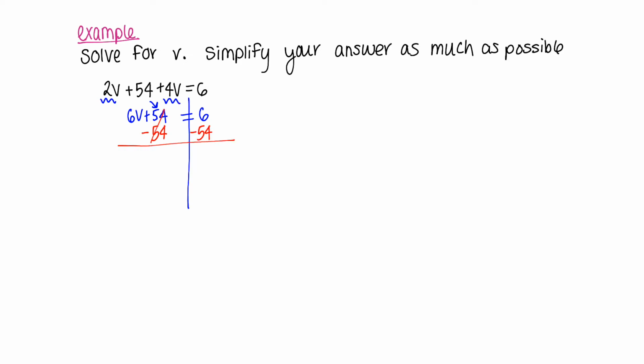That will cancel out over here. So on your calculator, you can go ahead and do 6 minus 54. It's going to give you negative 48. So 6v equals negative 48. To get the v by itself, we're going to divide both sides by 6 to cancel the 6's. We get v equals negative 48 divided by 6 will give you negative 8. So v equals negative 8 is our answer here.